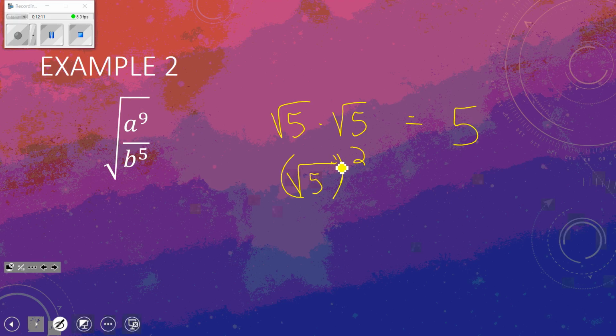What do we know about a square and a square root? They're opposite from each other, so what happens? They cancel. They cancel each other out. What are you left with? Just a 5. Does that make sense?